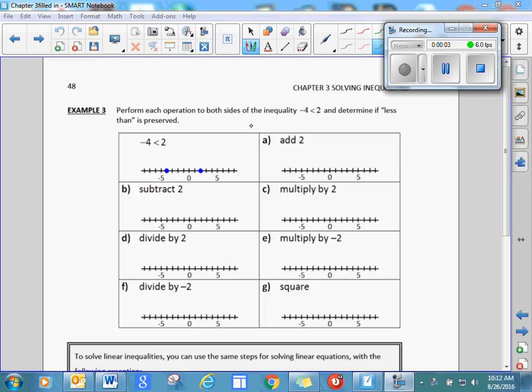Okay, this is the third video on Section 3A, solving inequalities and graphing inequalities. And this is kind of where you need to pay close attention. This is the third one on solving inequalities, and this is important stuff here in example 3. This is where inequalities are not like equations. So this is another gotcha.